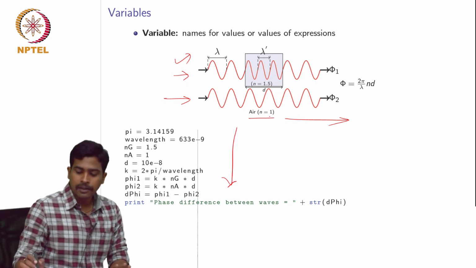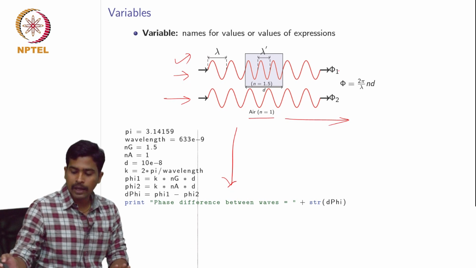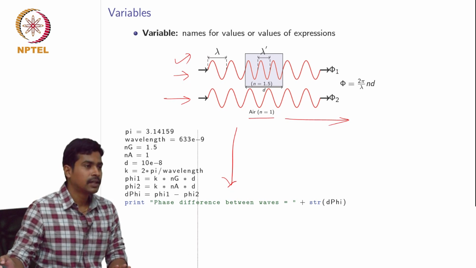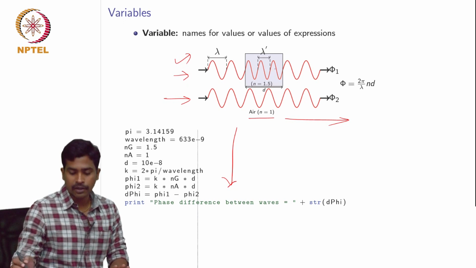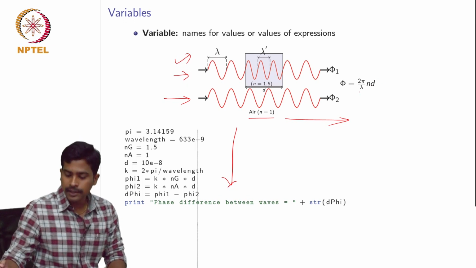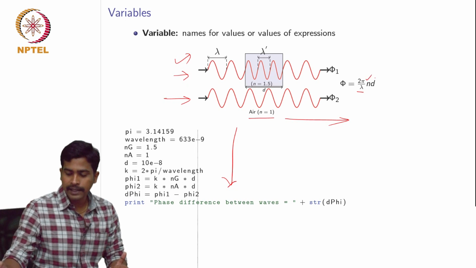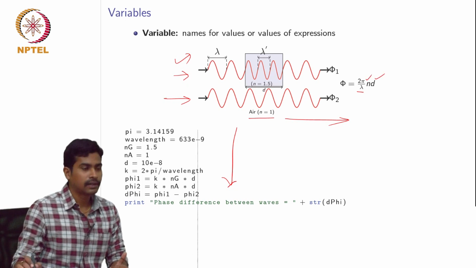Because of this refractive index difference, the output light is going to have a phase difference. That extra phase accumulated by this light because of traveling in this medium can be given by this equation. This is 2 pi by lambda, which is also called the wave number, n is the refractive index, and d is the thickness of this material.